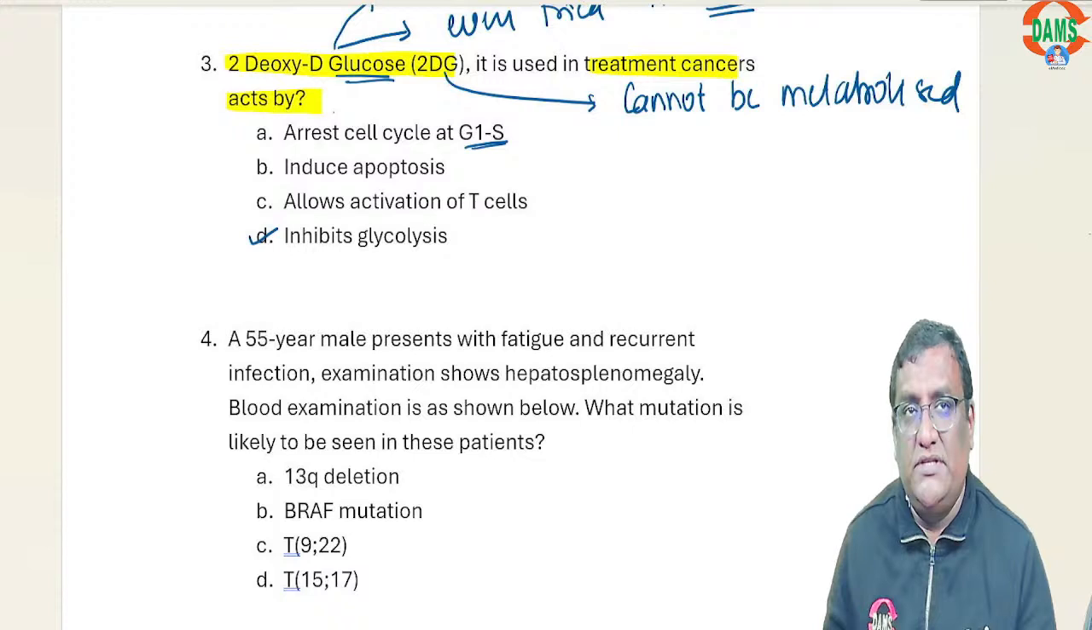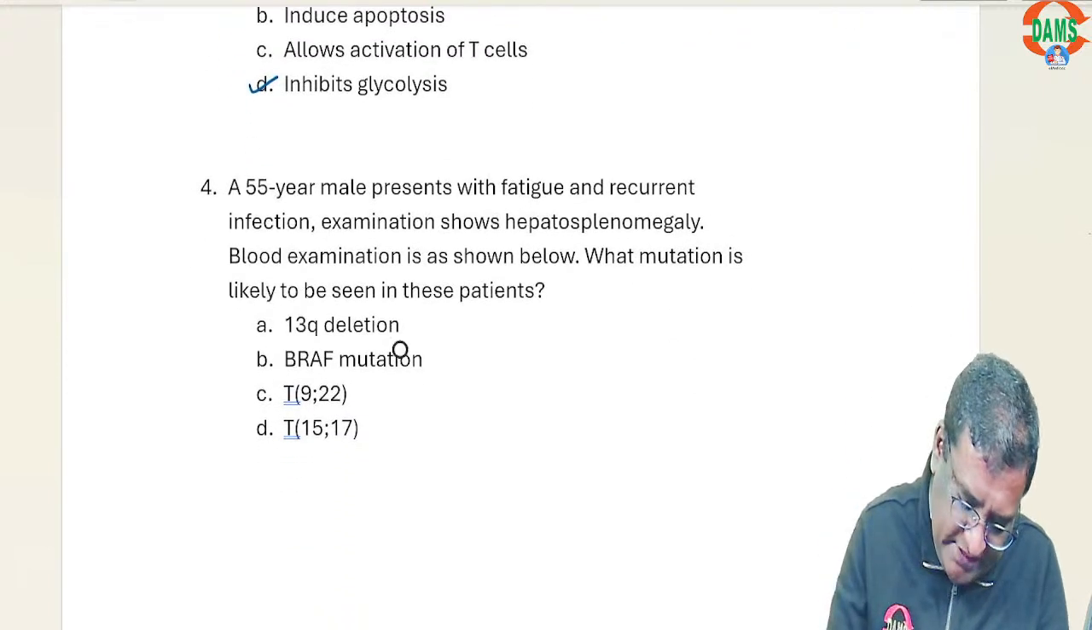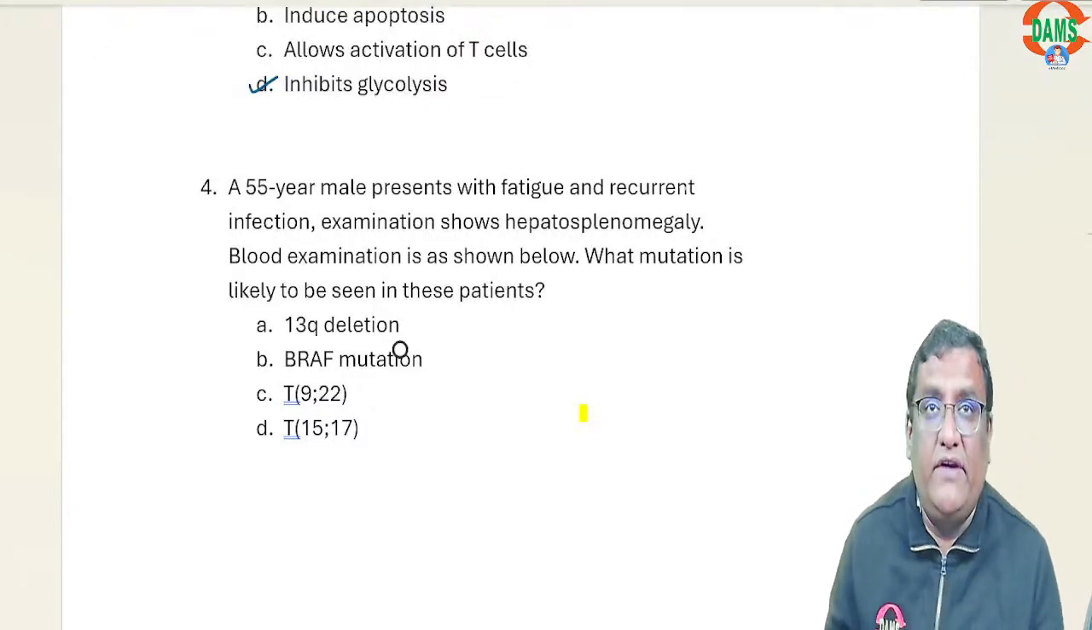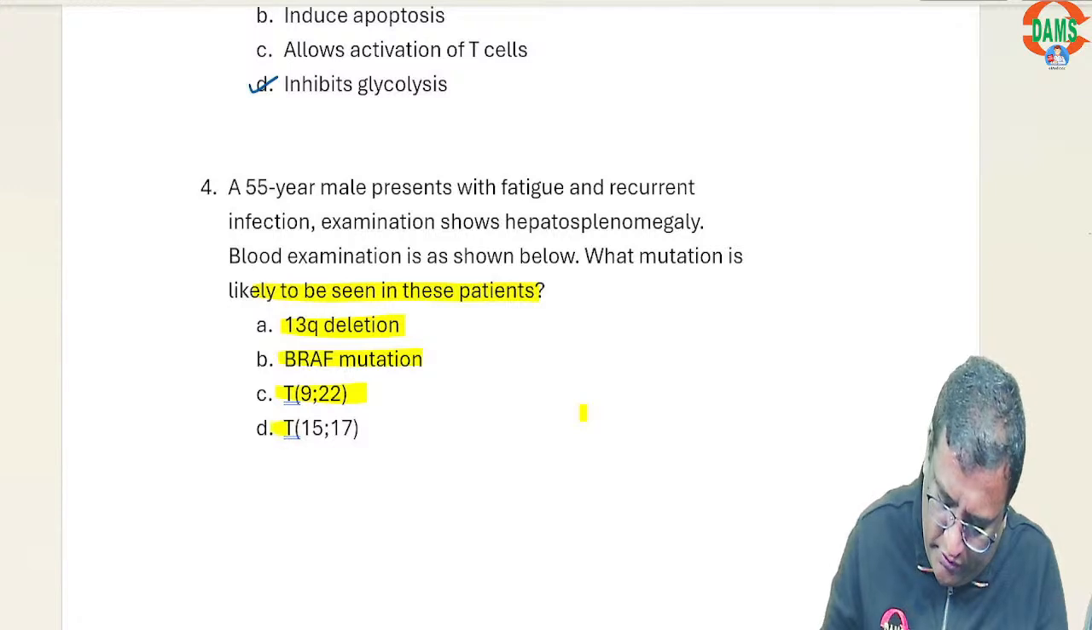That will be option C. Next, question number 4. Look at this question. What is the last line, because it's a lengthy one? What mutation is likely to be seen in this patient? Options: 13q deletion, BRAF mutation, t(9;22), t(15;17).